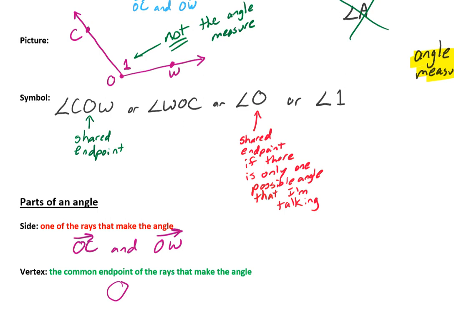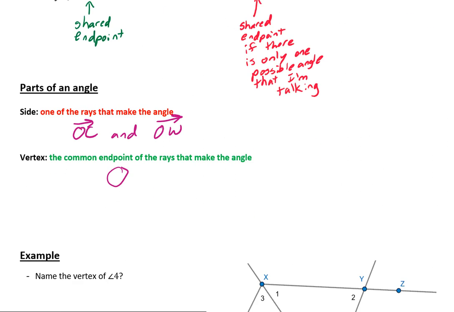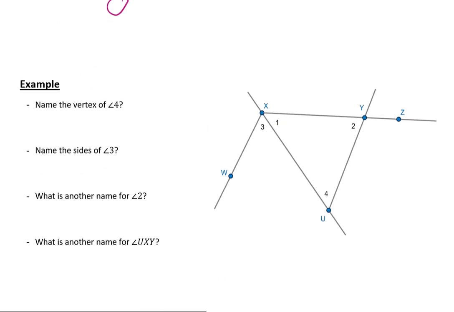So going back to naming the angles, the vertex is always in the middle when I use 3 points. If there's only one possible angle to talk about, I name it with the vertex. So here, if I want to name the vertex of angle 4, so here's angle 4, U would be the vertex. If I want to name the sides of angle 3, here's angle 3. Well, the sides would be ray XW, because remember I have to start with the endpoint of the ray, and ray XU.